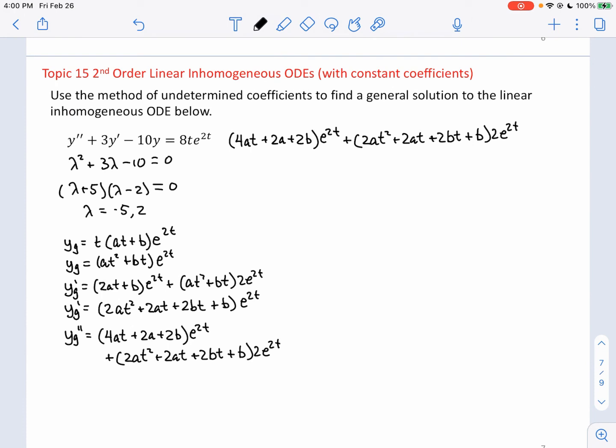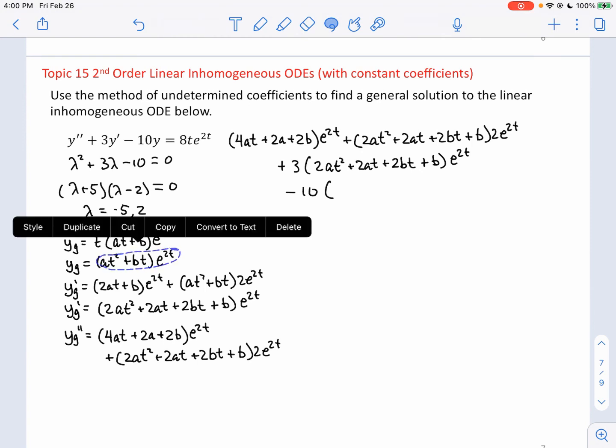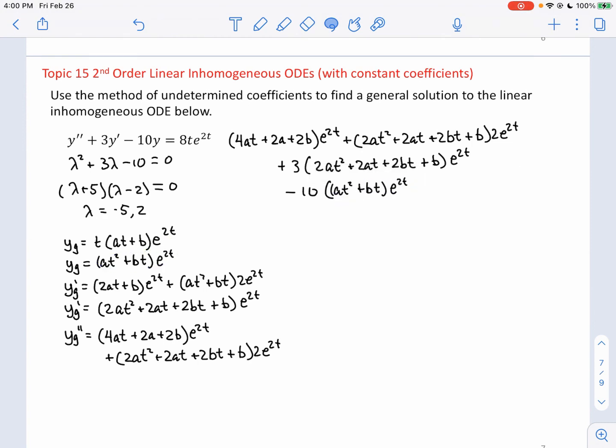Plus 3 times y prime. Y prime is this, so I'm going to copy that. Then we have to do minus 10 times y, and y is right here. And all of this is equal to 8t e to the 2t.